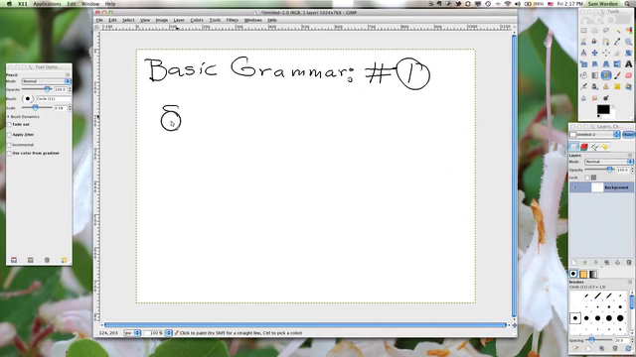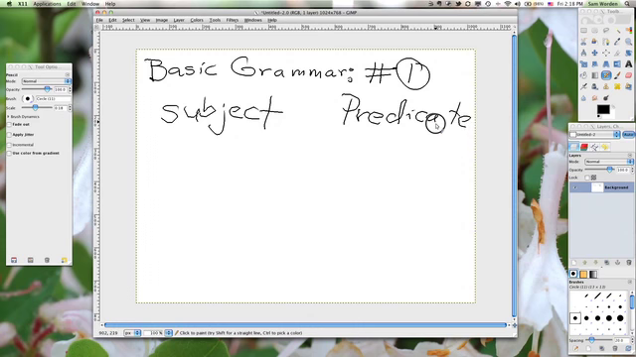A sentence has a subject and a predicate. Now the subject is what does something. It's the star of your sentence. And the predicate is what the subject does. Every sentence, and this is going to be something I will drill into your brains day in and day out, has to have a subject, a predicate, and it has to express a complete thought. So something has to do something, and it has to be complete.